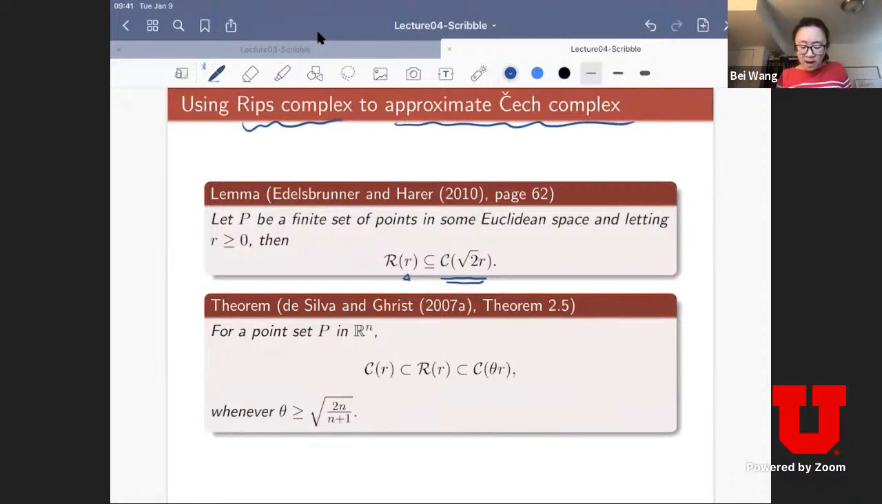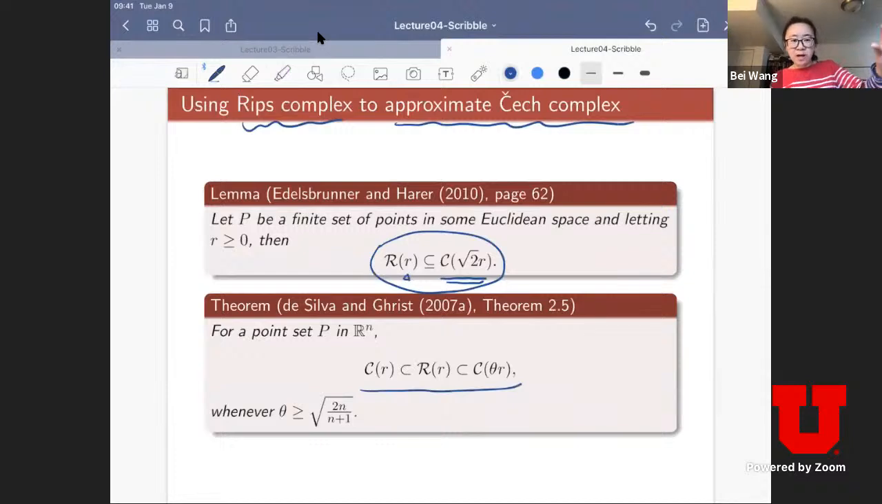So in other words, because of the subset relation, in order for me to approximate the Čech, I know this precise relation: a Čech complex at a larger radius is going to include a Rips complex at a smaller radius. Okay, so that's the first theoretical result that's there. But the most important one is not only do I have this one-way inclusion, I also have a nesting relationship, right?